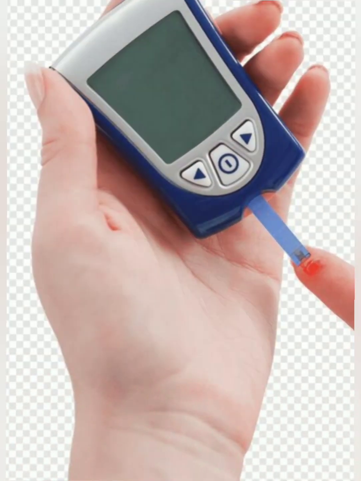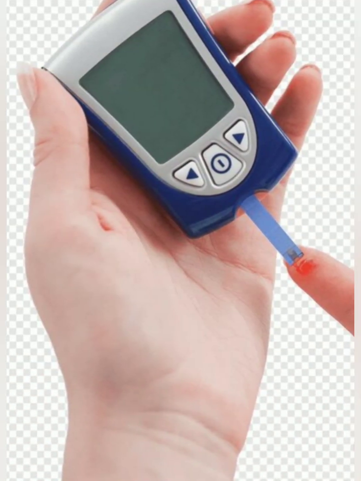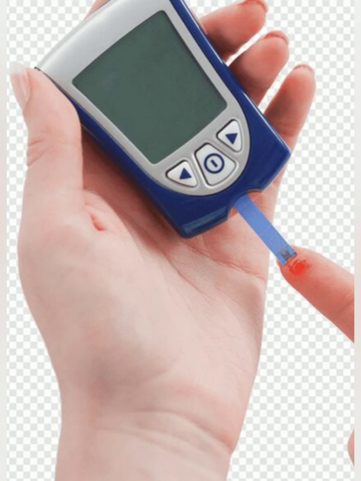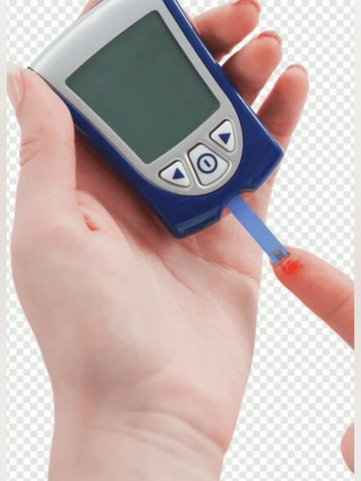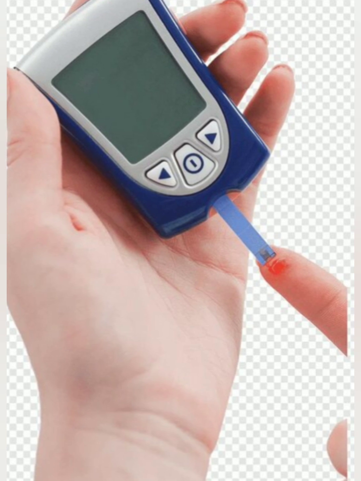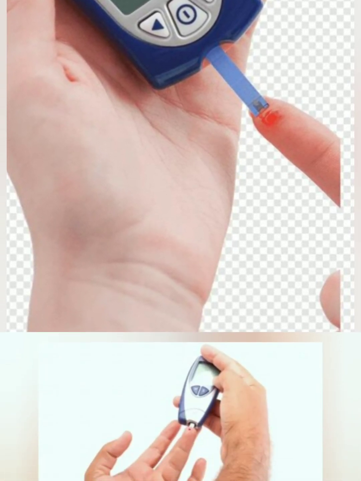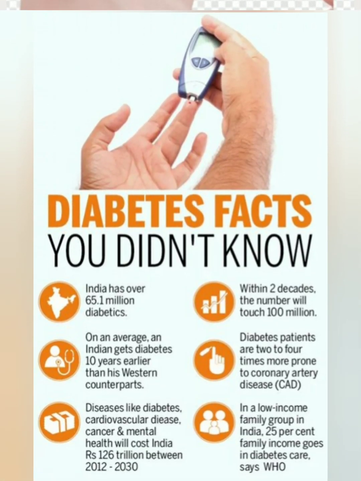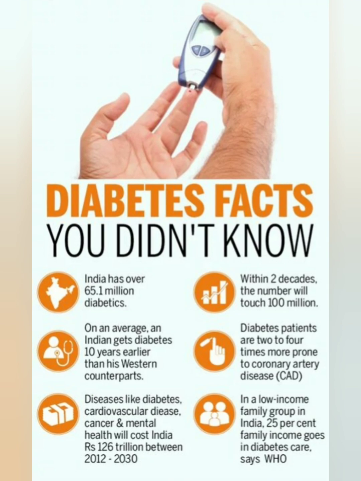Include foods rich in fiber and healthy carbohydrates in your diet. Eating fruits, vegetables, and whole grains can help keep blood glucose levels stable. Eat only until you are full. Don't overeat. Keep your weight in moderation.